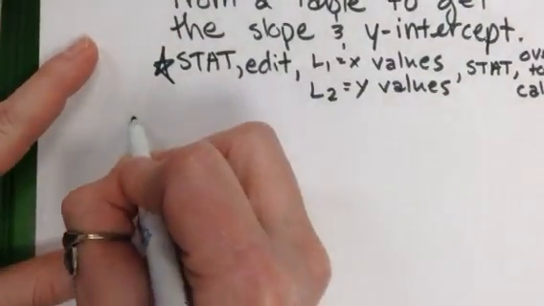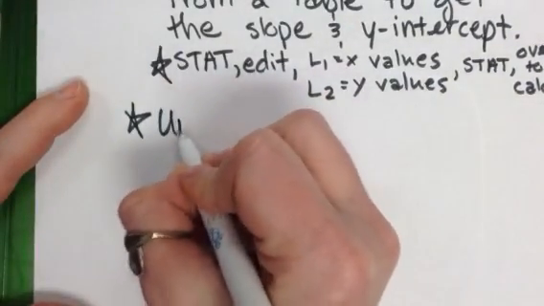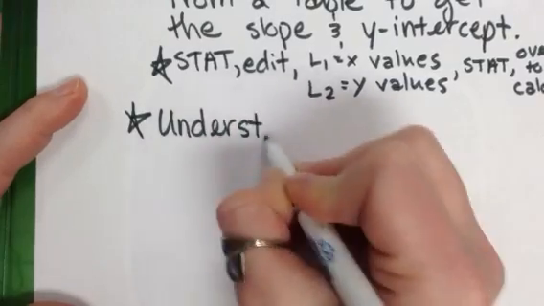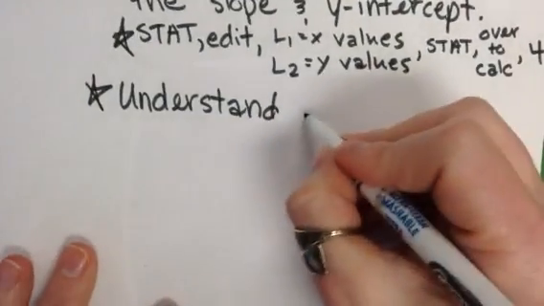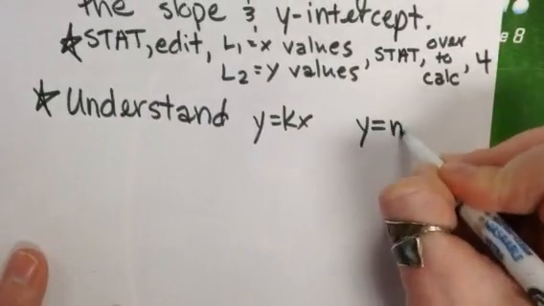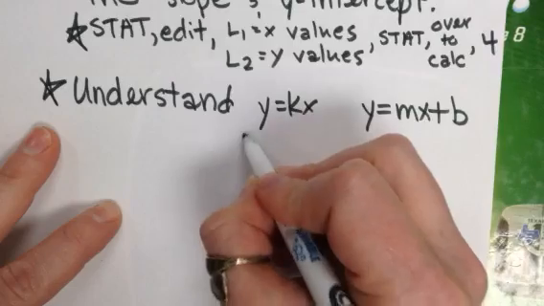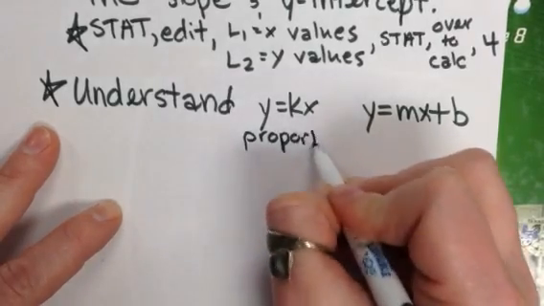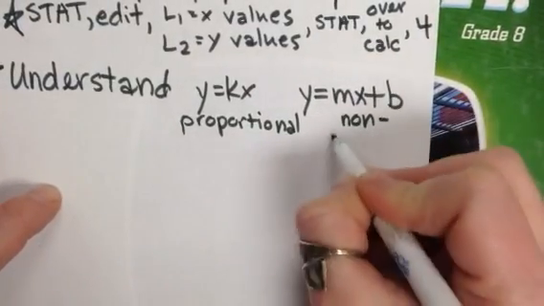Before you take the test, you want to understand these two equations, y equals kx and y equals mx plus b. You want to really understand them well. That first one is proportional, and that second one is non-proportional.